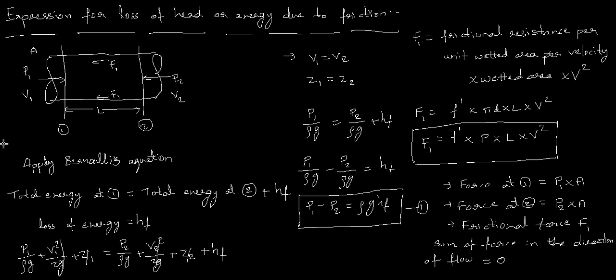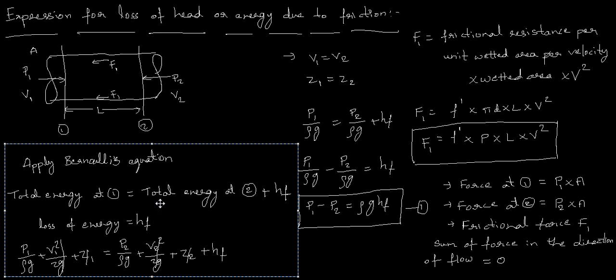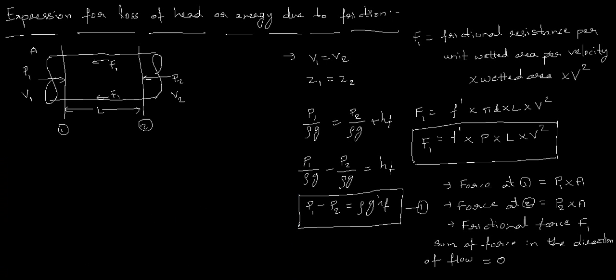I want to erase this one. If you want to note down, please stop the video and note down. Now I want to sum the forces. The forces we have considered already are the pressure force acting at section 1, the pressure force at section 2, and the frictional force. We need to take the sum according to the direction of the flow. In the direction of the flow we consider positive, that is P1 into A, and opposite to the direction of the flow, minus P2 into A, and the frictional force is also opposite to the direction of flow, minus F1, is equal to 0.